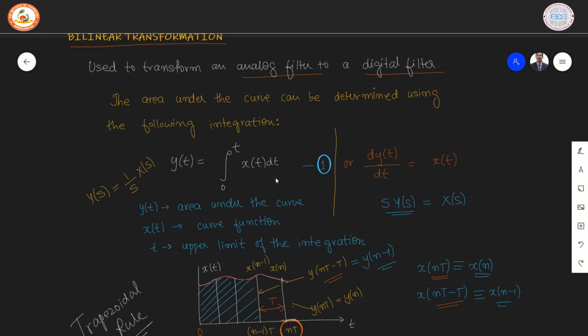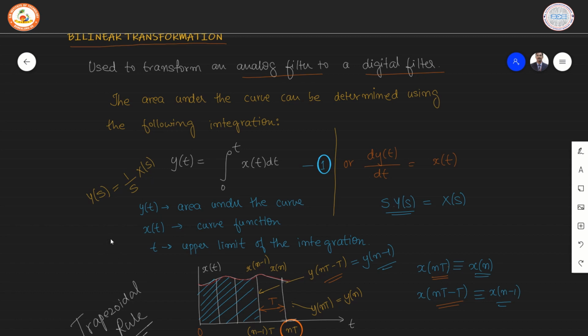This integration equation could be converted to differentiation if you take the derivative on both sides. It becomes d by dt of y(t) is equal to x(t). This can be expressed as a Laplace transform: taking the Laplace transform on both sides, s times Y(s) is equal to X(s). Alternatively, for the integral equation we can write the Laplace transform as Y(s) is equal to 1 by s times X(s).